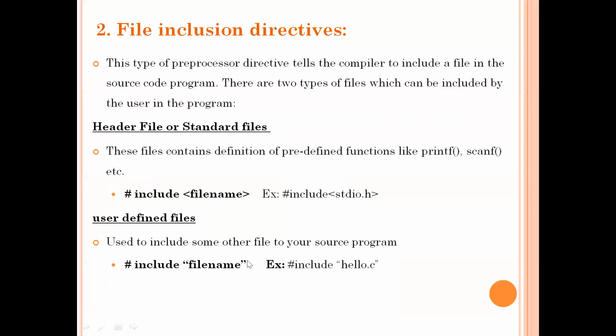That name should be given inside the double quotes. If you are including predefined library files, then that library file name we need to write in between the angular brackets. If you want to include user defined files in your C program, then we need to write that user defined file name in the double quotes like this.